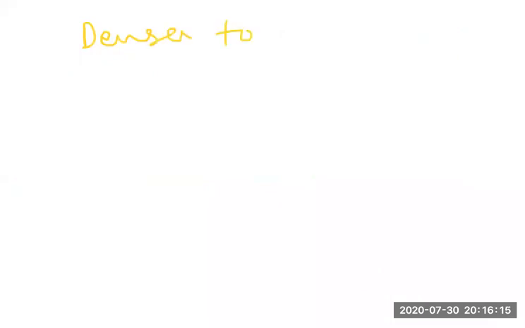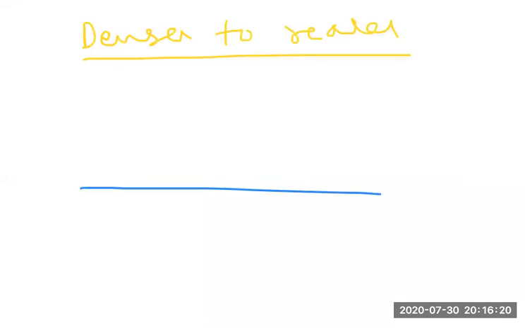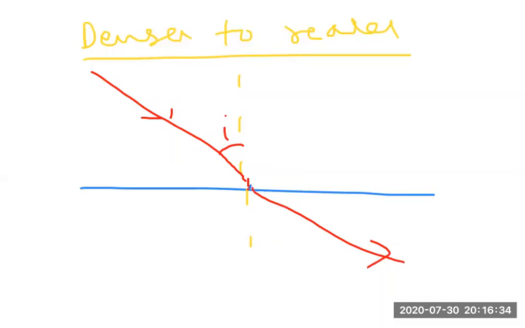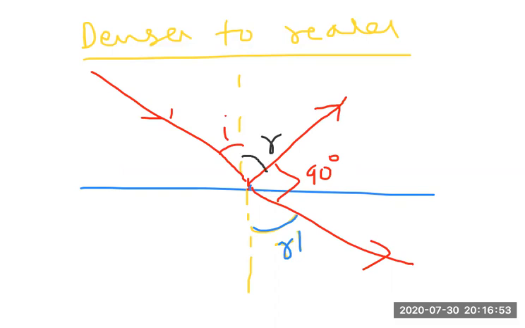So denser to rarer means what will happen, beta? First we are taking two media separated like this, and the ray is incident in this way, and the incident angle is I. When it is incident here, it is refracted, and the ray bends away from the normal like this, and it also reflects here in this direction. We are taking the angle between them as 90 here, and this is r dash. So this angle is r dash, and this angle I can take as r.